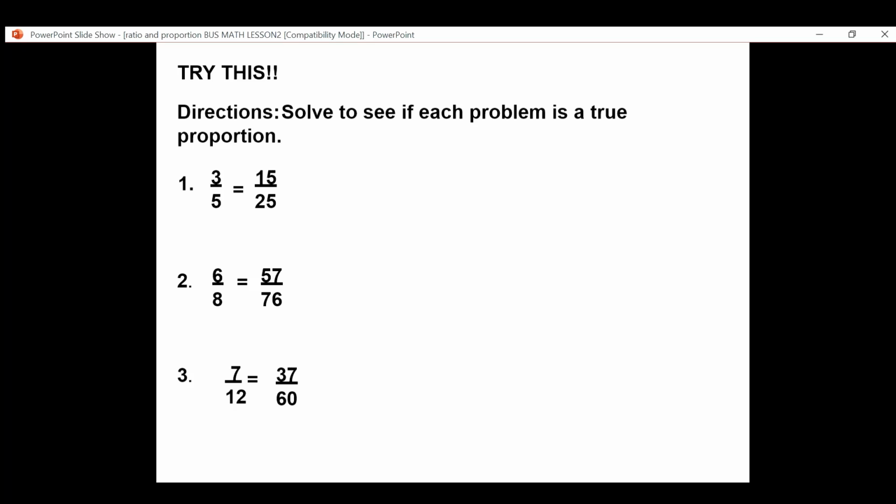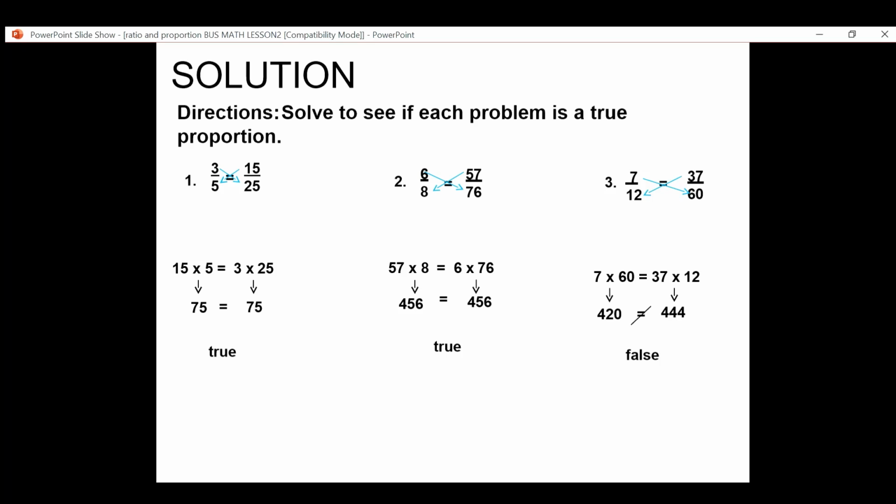So, the direction is to solve to see if each problem is a true proportion. Number 1, 3 over 5 equals 15 over 25. Number 2, 6 over 8 equals 57 over 76. And number 3, 7 over 12 equals 37 over 60. Okay, so these are the answers.